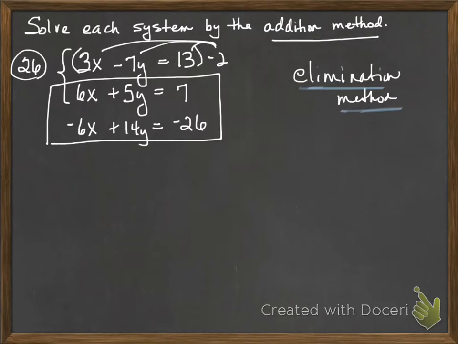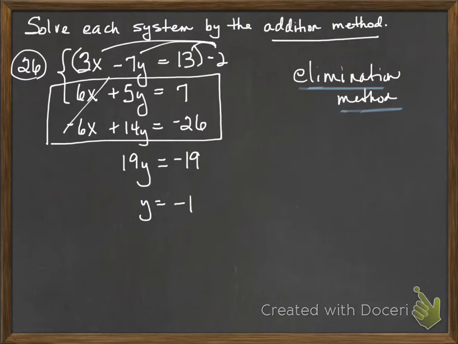And when you add those up, positive 6x and negative 6x cancel. And you get 19y, because 5y and 14y add up to be 19y, and positive 7 and negative 26 add up to be negative 19. And then once one of the variables goes away, you have an equation that just has one variable. So that's what you're trying to get to, an equation that just has one variable. You'll divide both sides by positive 19, and y comes out to be negative 1.